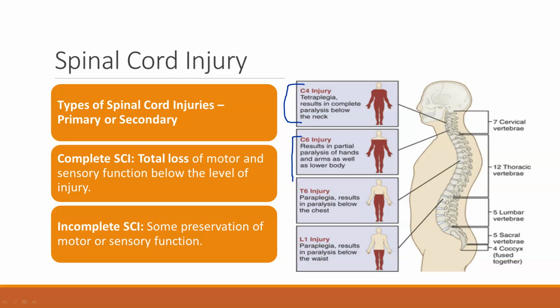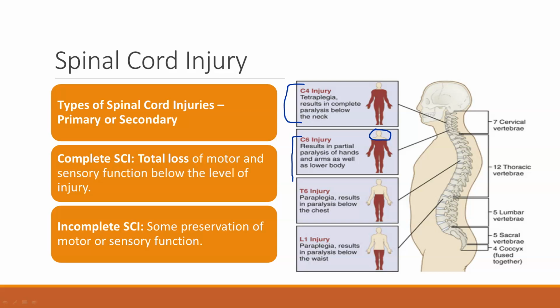C6 down will result in partial paralysis of the hands and arms as well as the lower body. And again, we see that we still maintain some sort of function there at the shoulders. T6, so we've gone a long way now, right? So we're C6 to T6.